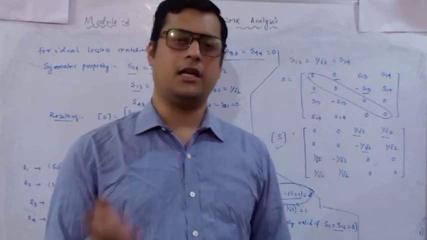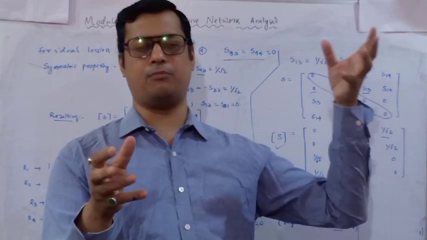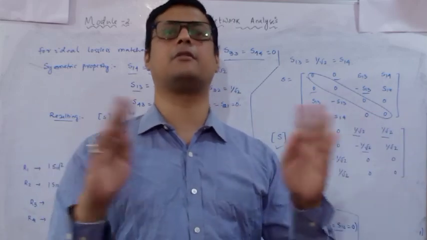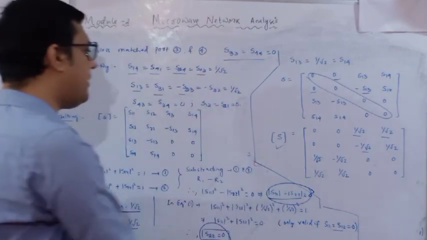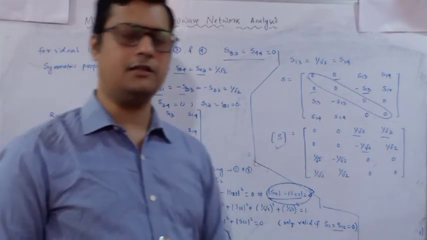And the last one, if you feed the power at port 1, no power is available at port 2, or at port 2 power is not available at port 1. So these two ports are isolated from each other. With the help of this consideration, we have identified all these scattering parameters for the hybrid T junction.